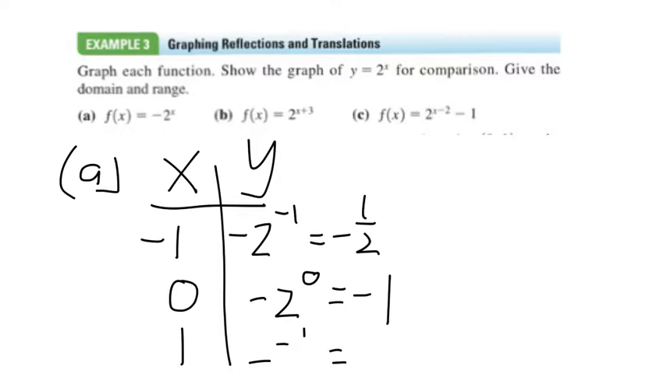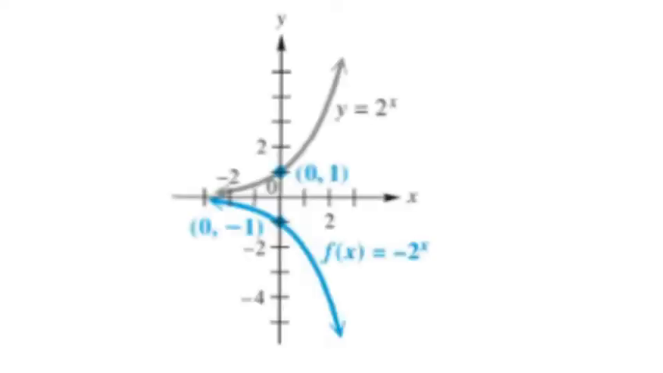Let me write that, see if I can write that a little bit neater. Not really, but you should get the idea of what's supposed to be there. So if you notice, the y values look the exact same as just 2 to a power of x, they're just all negative, which tells you the graph will probably be below the x-axis. In fact, the graph looks something like this.